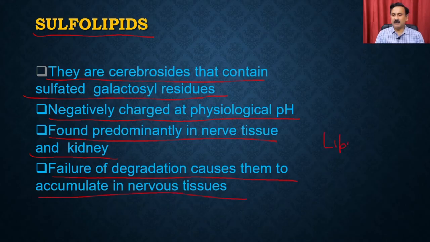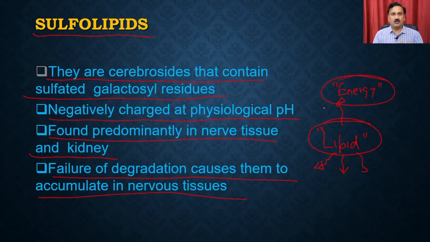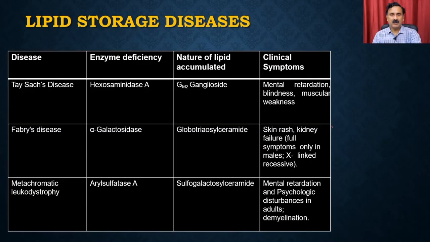So lipid is being digested or metabolized by different types of pathways, right? And if that doesn't happen, then the lipid is going to be stored in different types of organs, right? For example, the nervous tissues, liver, and all other kinds of tissues. And as a result, the lipid storage is going to be responsible for different types of diseases, because lipid has to be utilized for energy production or other kinds of functions. If it doesn't happen, then a huge quantity of lipid is going to accumulate in the cell, and as a result it is going to cause different types of diseases.